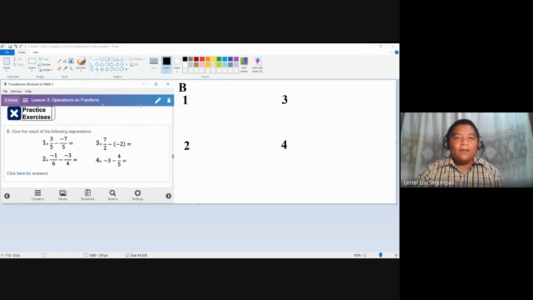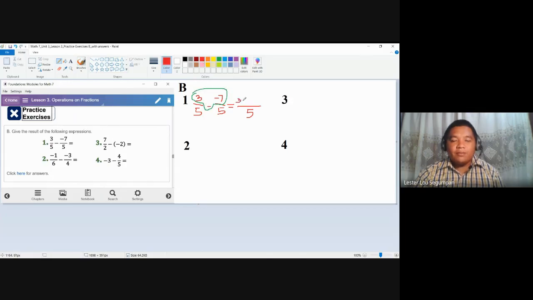So for number 1, let's copy it here. Number 1 is 3/5 minus -7/5. The first thing to consider in subtracting fractions, same as with addition of fractions, is the similarity of fractions. Similarity is given by the denominators of the fractions involved. In number 1, both denominators are 5, so they are similar fractions. When we deal with similar fractions, we simply copy the denominator and operate the numerators.